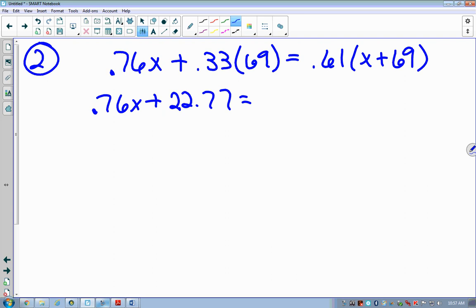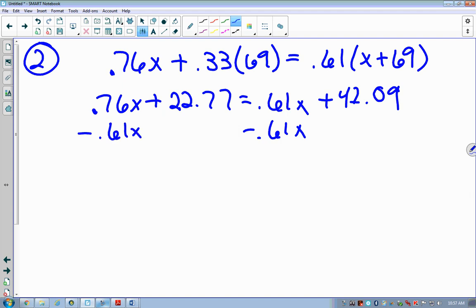Okay, come over here. What do I do with the 0.61? Distribute. I got 0.61x plus what? 42.09. Okay. Now we're still just solving for x. Right? What I would do, because I want my numbers to be positive as long as I can keep them positive, is which x value should I move? The 0.61 or the 0.76? 0.61. So I'm going to subtract 0.61x, correct, from both sides. Right? And because, again, I want to isolate my variable, I'm going to subtract 22.77 from both sides.